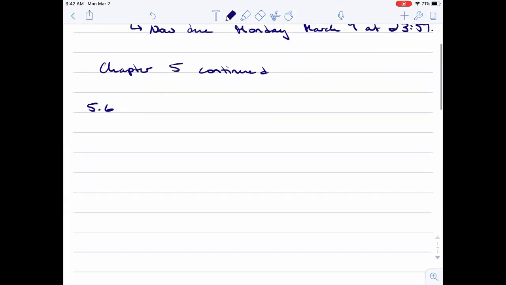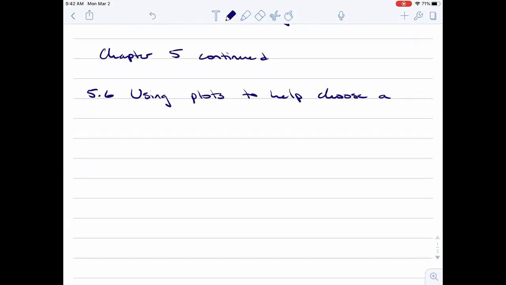It's called using plots to help choose a scale for the response.